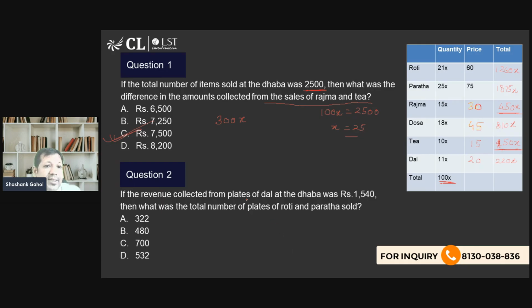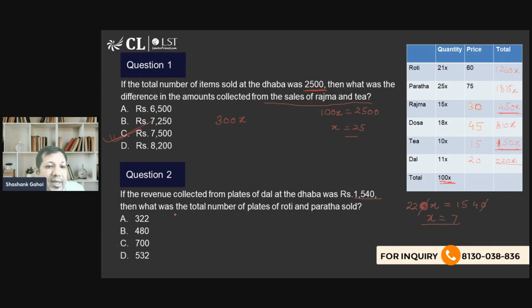What does it say? If the revenue collected from the plate of dal was 1540. So what is the revenue of dal? That is 220x, and 220x is equal to what? 1540. The 0s cancel out, so x comes out to be 7.